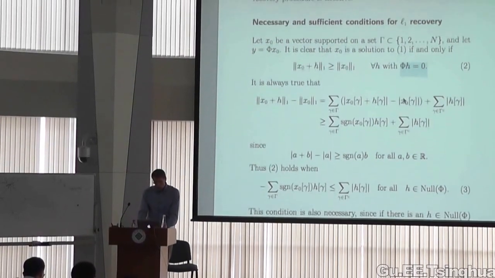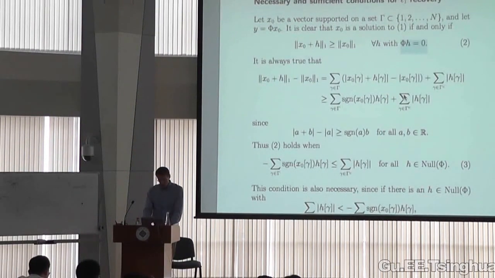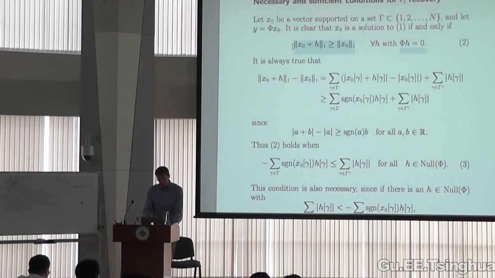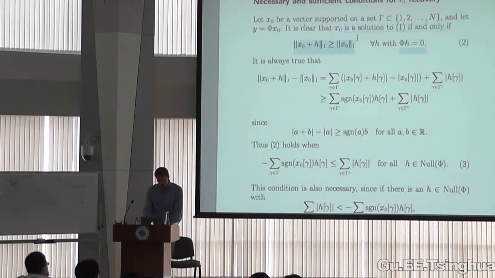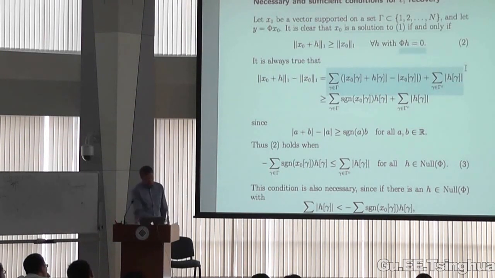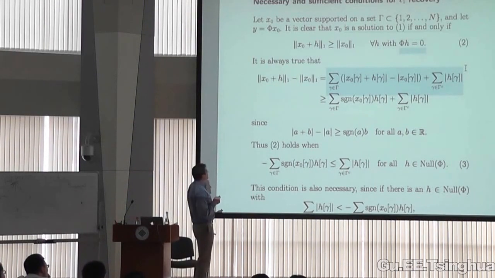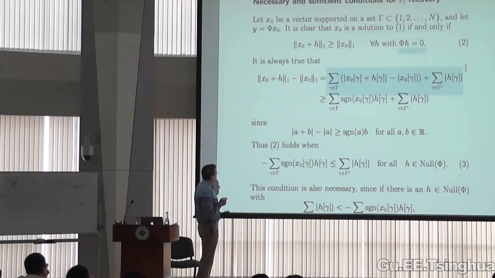Okay, so let's try to see when this is true. What we want to do is develop a necessary and sufficient condition for this being true. We can do this with some simple manipulation. Let's look at when this quantity is bigger than 0, and write down what this quantity is. All we've done here is take the sum of the magnitudes of x naught plus h minus the sum of the magnitudes of x naught.